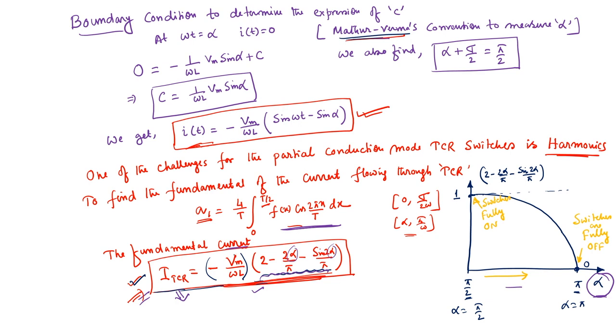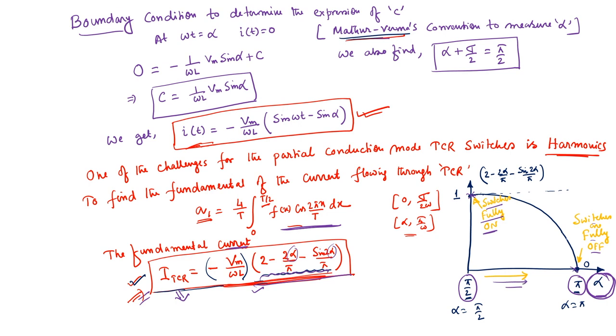Here is the plot of the fundamental current drawn by the TCR, and in our analysis and design, this fundamental current is an important aspect. Here you can see that when both the switches are fully on, the TCR current is at its peak value, and then it slowly reduces to 0 when the switches are fully turned off. In between, this is the firing angle. When the firing angle changes from pi by 2 to pi, you can see the current magnitude changing.